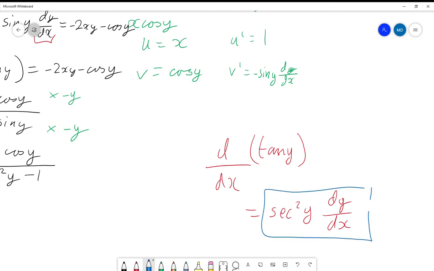If you're differentiating something in terms of y with respect to x, you're going to just differentiate it as though you were differentiating with respect to y, and then multiply by dy by dx.